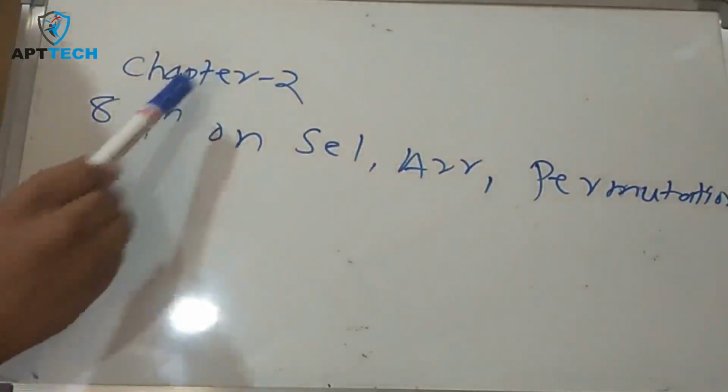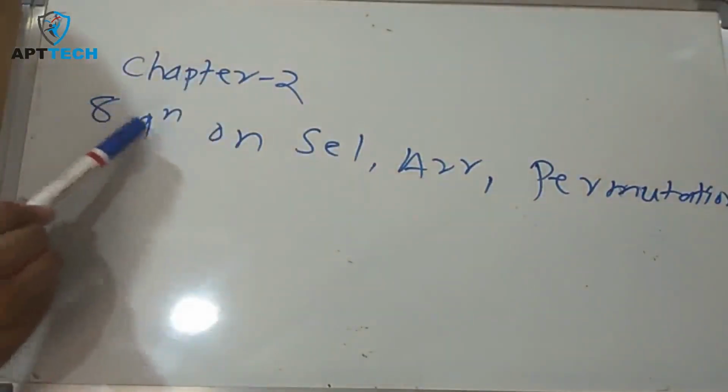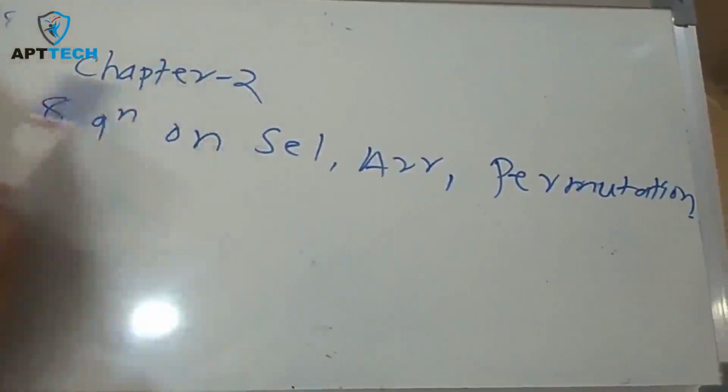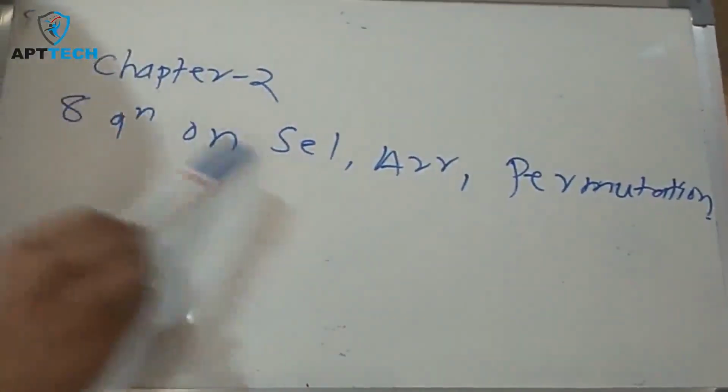In chapter 2, we will solve 8 demo live questions on selection, arrangement and permutation. Whatever theory we have learned in chapter 2, we will cap that up with 8 live example questions.